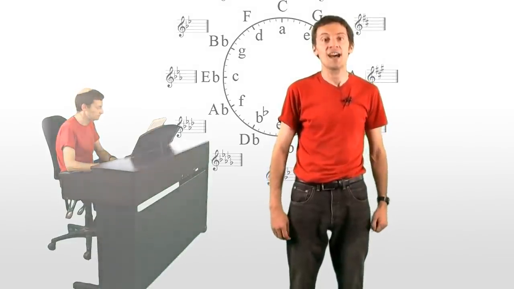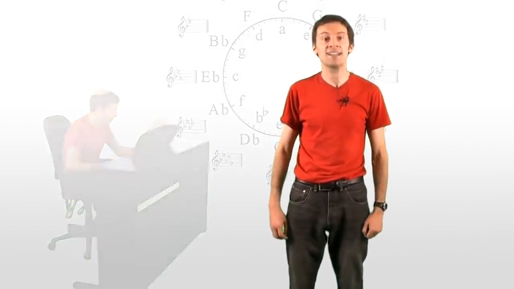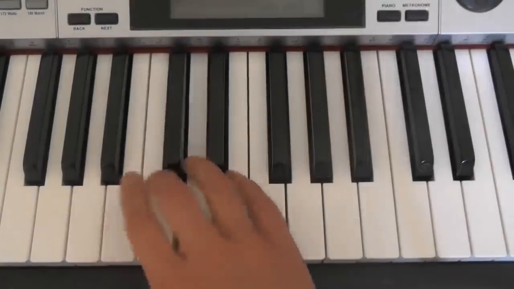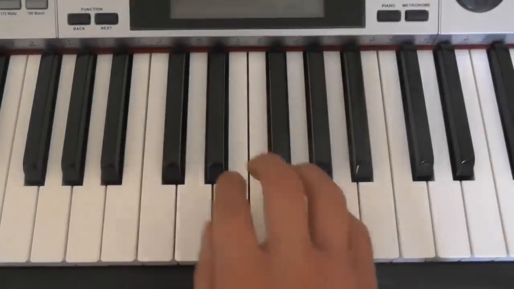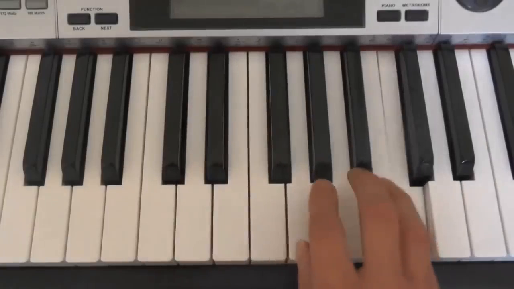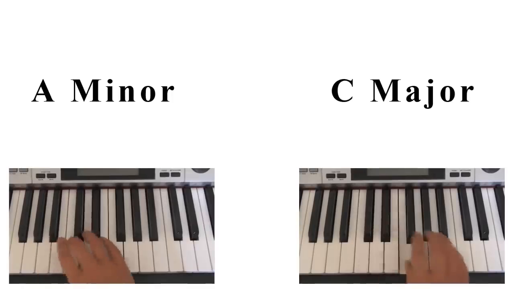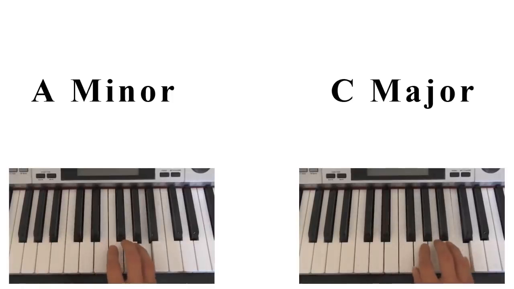Each major key has what is known as a relative minor key associated with it. That is, a minor key that shares all the same notes in its scale as the major key. Therefore, the closest key to any major key is its relative minor. For example, the key A minor shares all the same notes in its scale as C major. There are no sharps or flats in either key. Therefore, A minor is C major's relative minor.